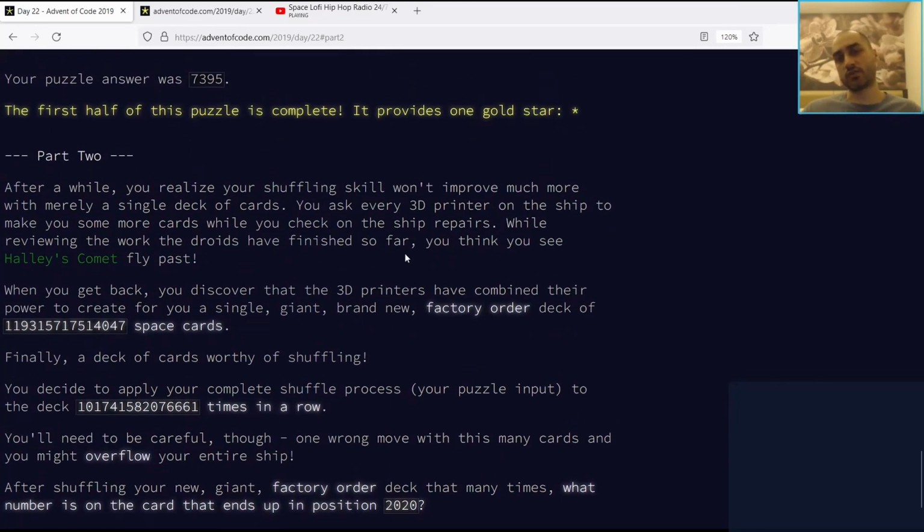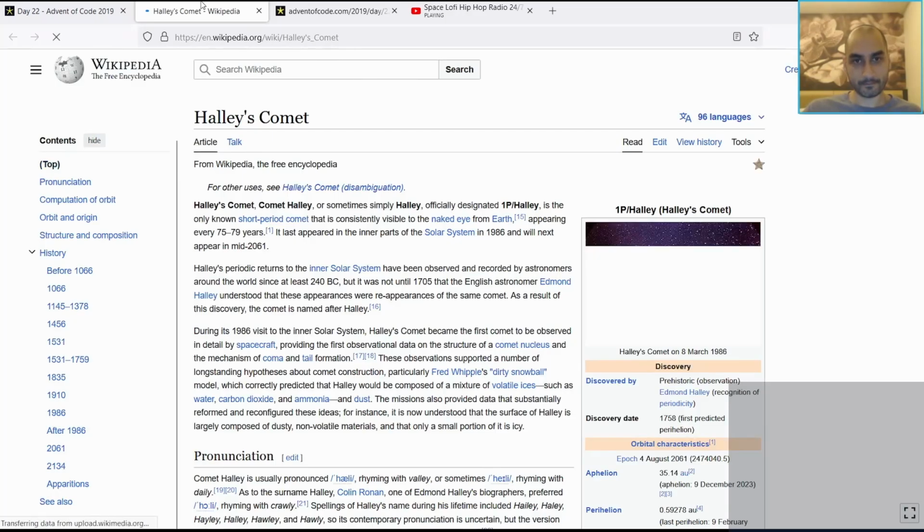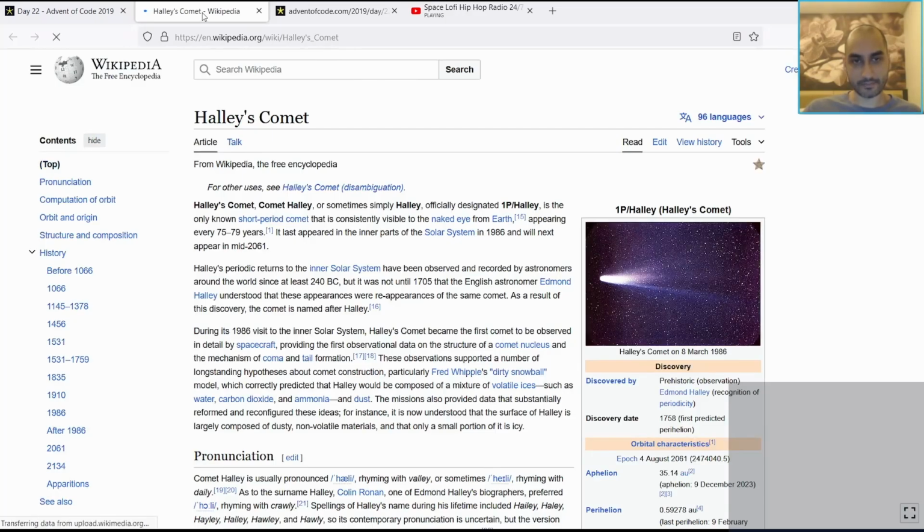After a while, you realize your shuffling skill won't improve much more with merely a single deck of cards. You ask every 3D printer on the ship to make you some more cards while you check on the ship repairs. While reviewing the work the droids have finished so far, you think you see Halley's Comet fly past.